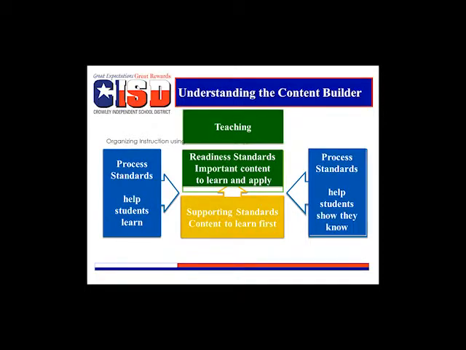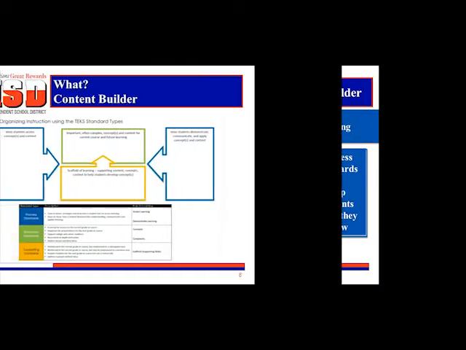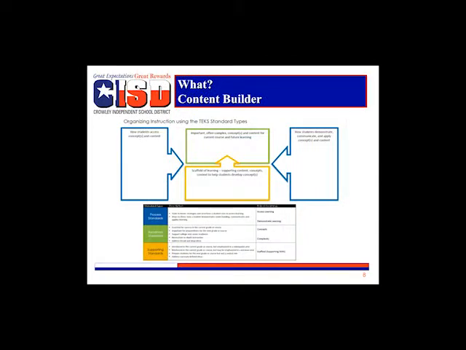The readiness and supporting standards in this illustration represent what the teacher is teaching the students about the identified skills. The process standards represent the learning. It is the I know the students have learned it when they are able to do these types of things. This is the way that the teacher can plan for formative assessment. Every 8 to 10 minutes, teachers can stop to see if students are accessing their learning or if they are demonstrating their learning. At this time, we will be using the organizing instruction using the TEK Standard Types document.